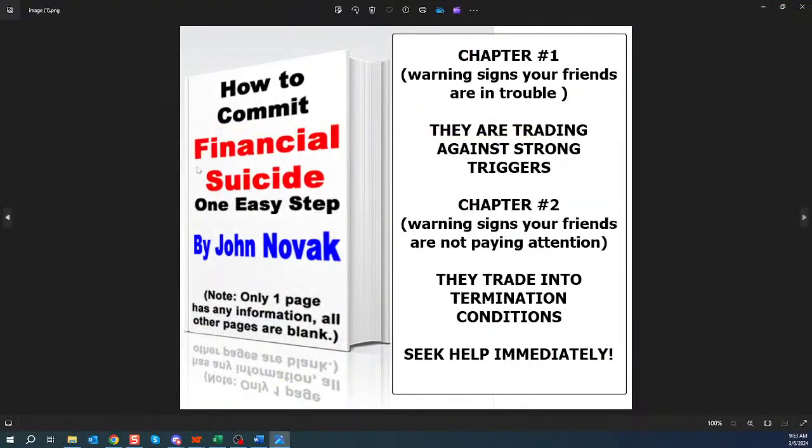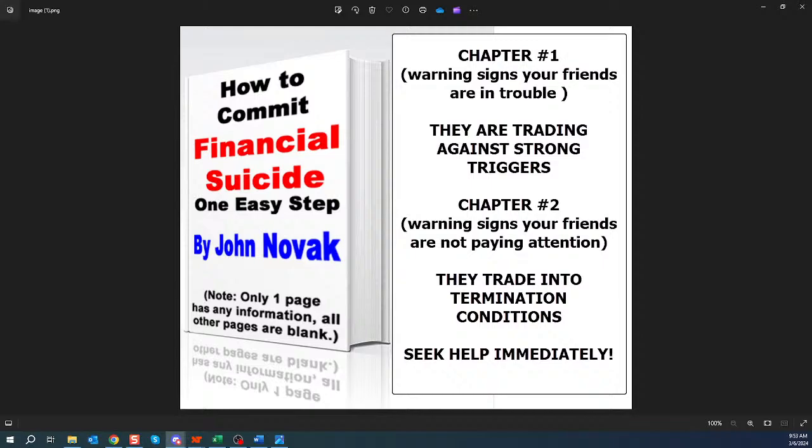Let the large chart lead. And this is just a little tongue-in-cheek, and if anybody finds it offensive, I apologize. How to Commit Financial Suicide in One Easy Step by John Novak. Chapter 1, Trading Against Strong Triggers. Chapter 2, Trading in Determination Conditions.